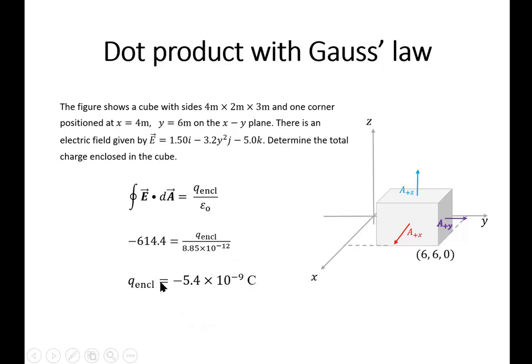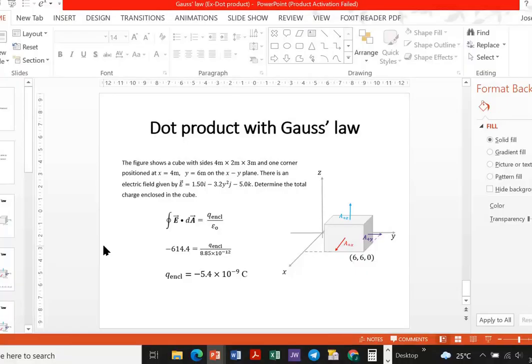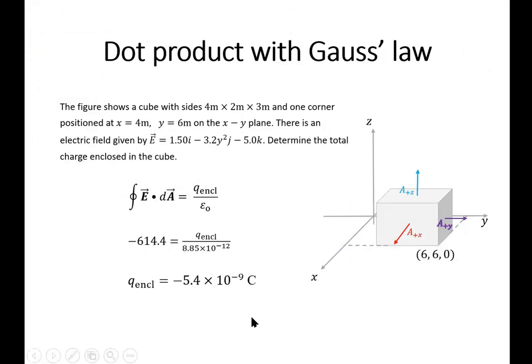A very important point is that this may not necessarily be a single charge. It may be that there are several charges, but the algebraic sum of those charges should give us minus 5.4 nanocoulomb.